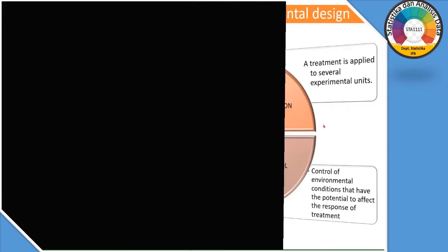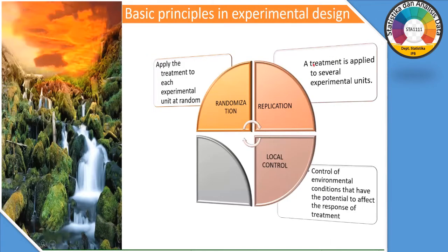So if you have this kind of replication, you will have a more accurate result. If everything is possible, right? Let's say you have enough budget, you have enough resources, then you do this experiment more than one time. And then the third basic principle in experimental design is we need to do control of experimental conditions that have the potential to affect the response of a treatment.